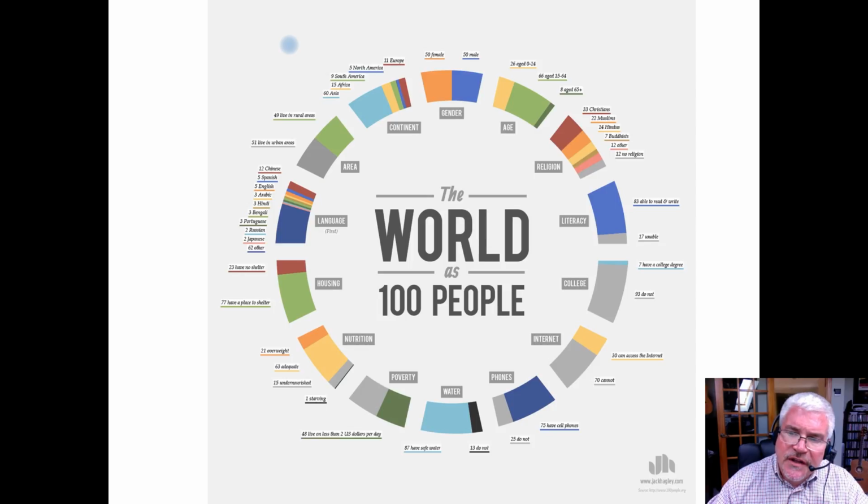How about literacy? 83 people can read and write. That's what literacy means, to be literate. 83 can read and write, 17 cannot. In terms of education, 7 people have a college degree. 93 do not.